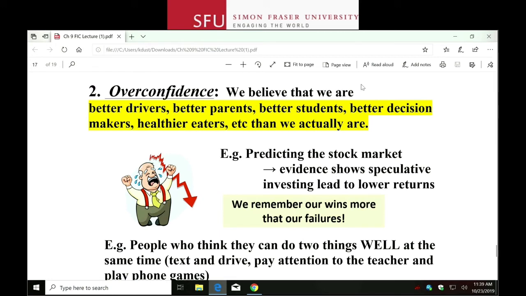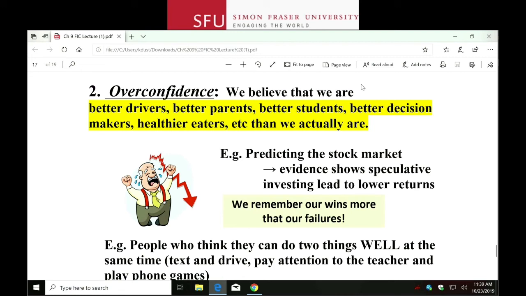A couple examples here, other examples. So predicting the stock market. In the future, if you guys have extra money and you're thinking about putting it into the stock market, what everyone suffers from is overconfidence in their ability to pick a good stock. Everyone's going to think that they can actively pick one that's going to outperform all the other ones, and of course, on average, that will not happen.